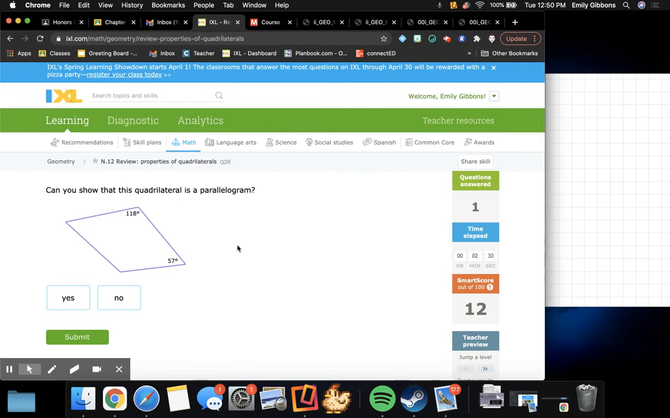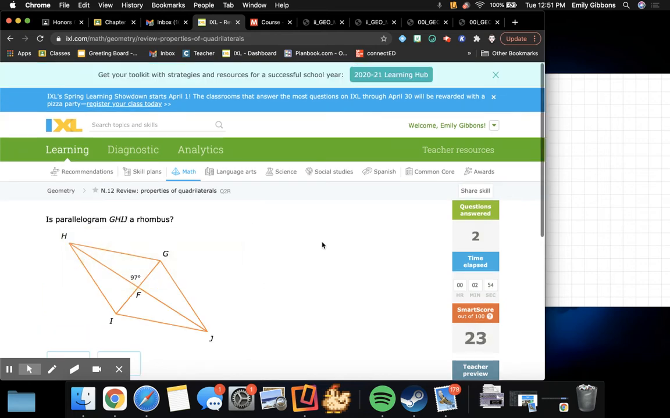Can I show that this quadrilateral is a parallelogram? All right, so for this one, pretty sure it's also going to be a no, just because 7 and 8 don't add up to 0. And what I need is for consecutive angles like these to add up to 180 degrees. So this would actually be fairly close, but it's not going to add up to exactly 180.